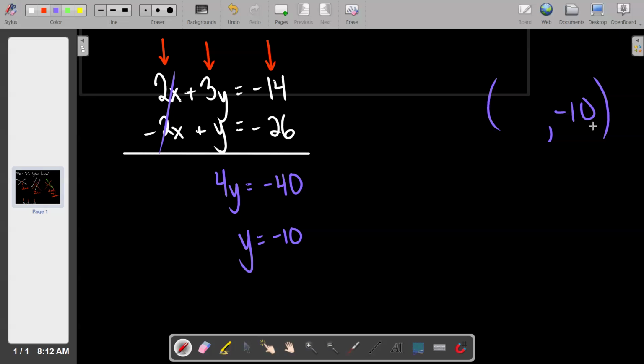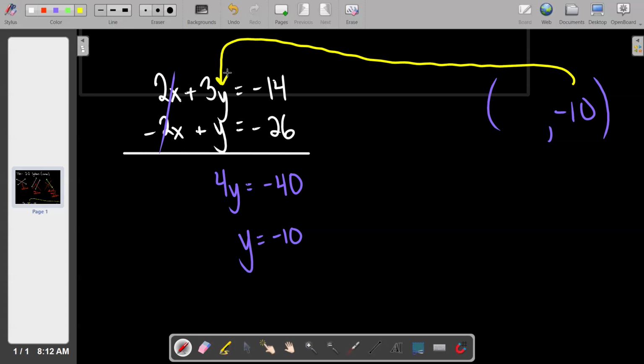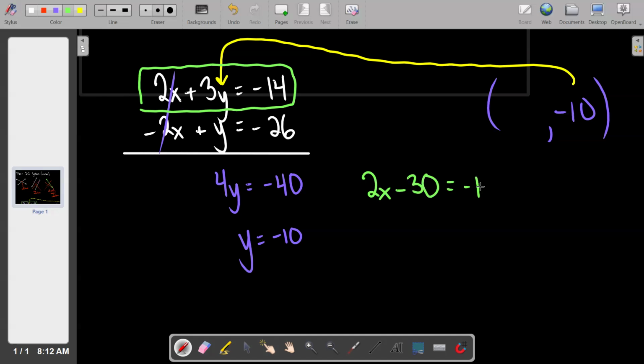Which one do you guys like? Do you care? Top's fine with me. Yeah, top's great. Let's go top. So what that means is I'm going to take the number negative 10, since that's my half answer, and I'm going to put it right in place of the correct variable, which is right there. And so I write that equation over again now, but I change y into negative 10. So what that top equation is going to look like, it's going to say 2x minus 30 equals negative 14.